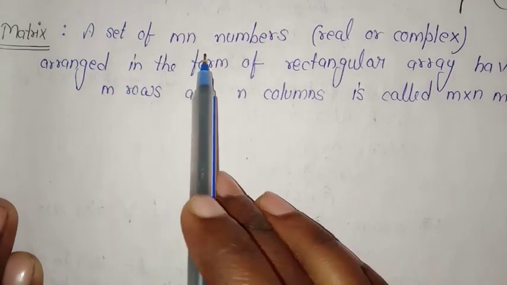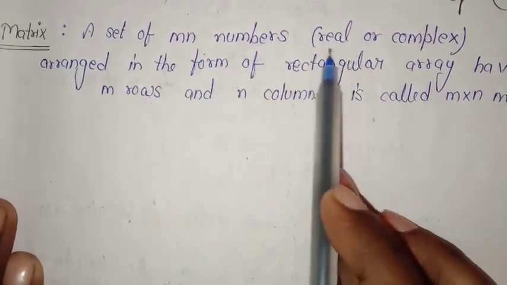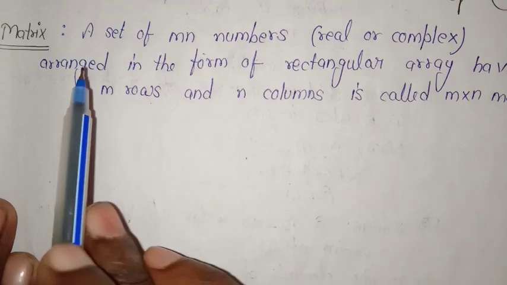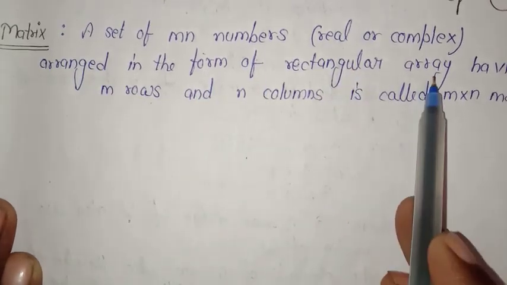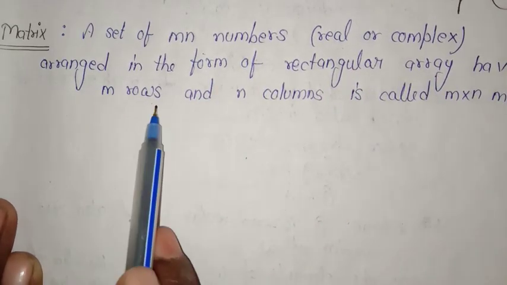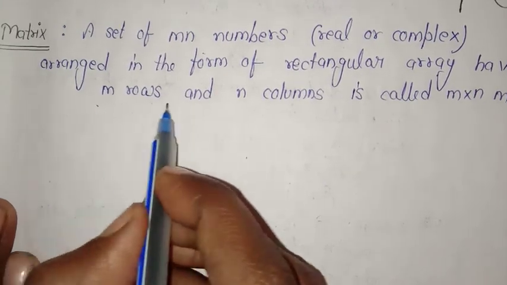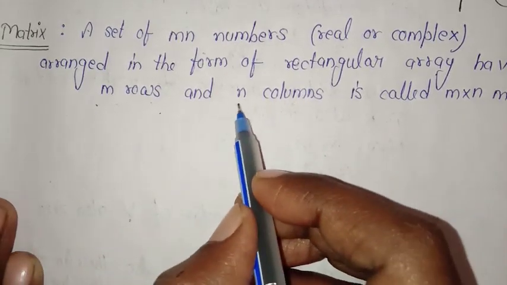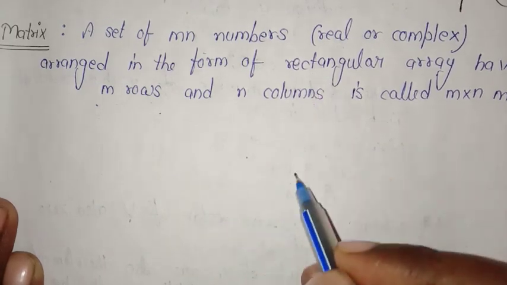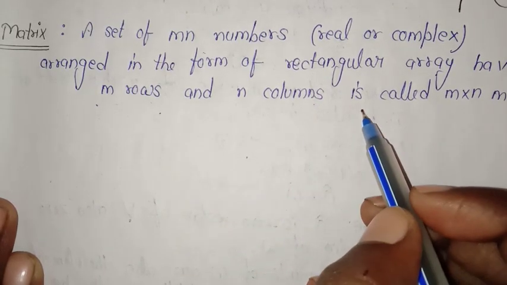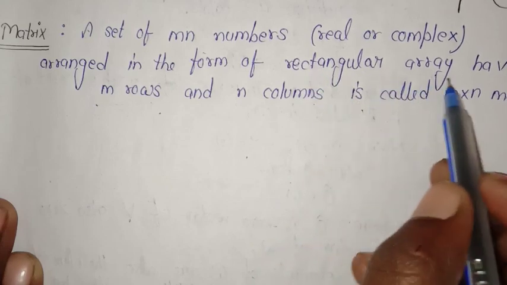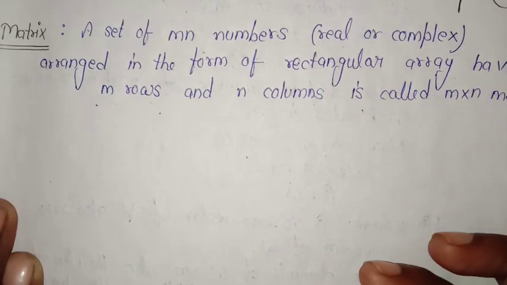A set of mn numbers, which may be real numbers or complex numbers, arranged in the form of a rectangular array having m rows and n columns. By m rows we mean m number of horizontal lines, and by n columns we mean n number of vertical lines. This rectangular array is called an m cross n matrix.